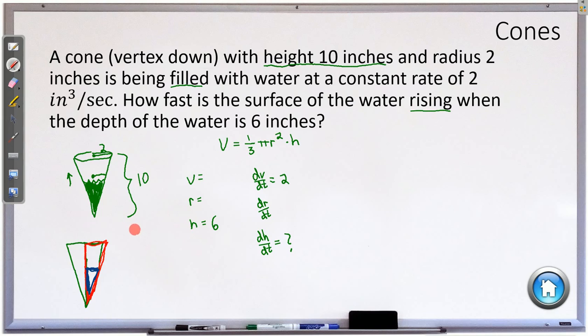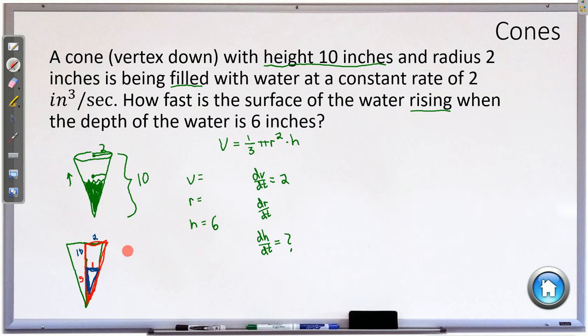So if I told you that the entire height was 10 and the radius was 2, and then I told you the smaller one had a height of 5, what would the radius here be? And hopefully you could tell me it would be 1. They have to be proportional. 10 over 2, 5 over 1. The sides are proportional. Okay?